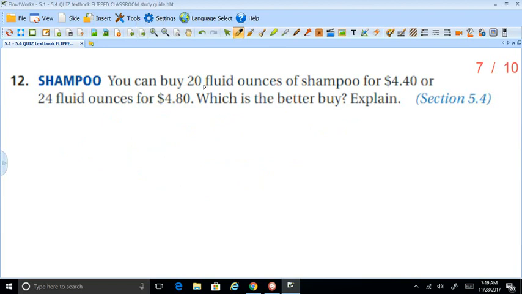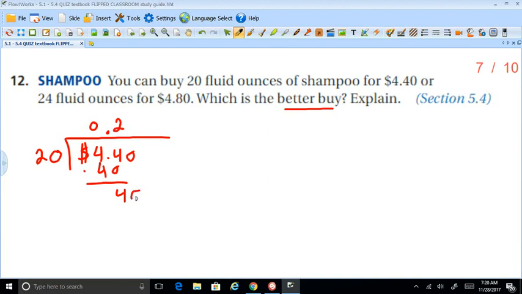Shampoo. You can buy 20 fluid ounces of shampoo for $4.40, or 24 fluid ounces for $4.80. Which is the better buy? So let's compare them. Remember, money goes in first, 99.9% of the time. $4.40 divided by 20, and we end up right here with a 2, which is 40. Subtract, you get 4. 22 is money, 22 cents per ounce. 22 cents per ounce for the 20-ounce bottle.